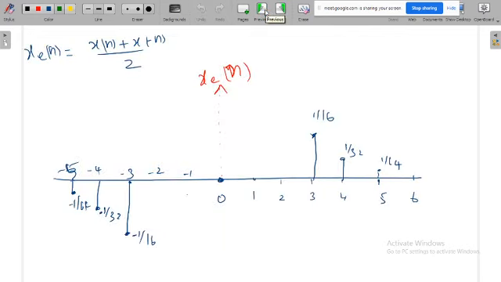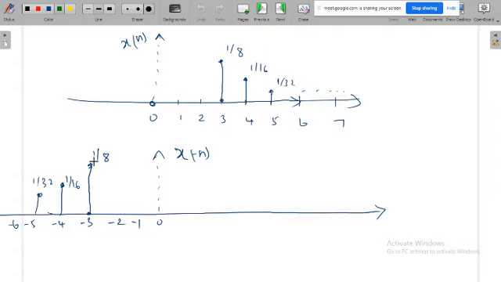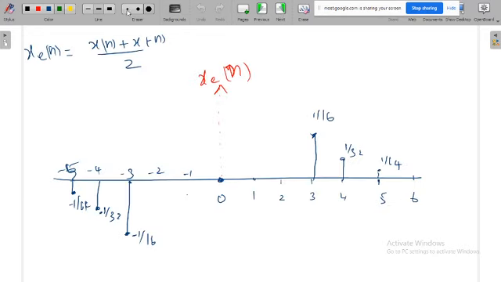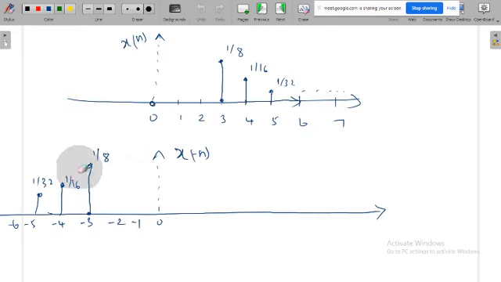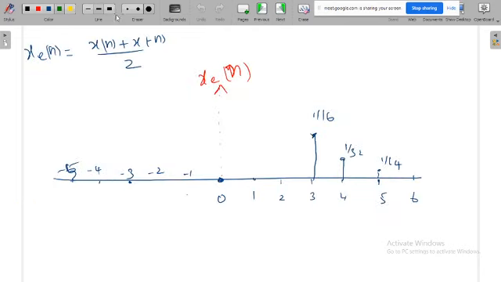I think we made a mistake here. Yes, even part means this will come up. Sorry, even part means this will come up only, because here it is plus. Already this is also upward, this is also upward, so both will be upward only. So again at n is equal to 3 you will be getting 1 by 16. N is equal to 4, 1 by 32. N is equal to 5, 1 by 64.